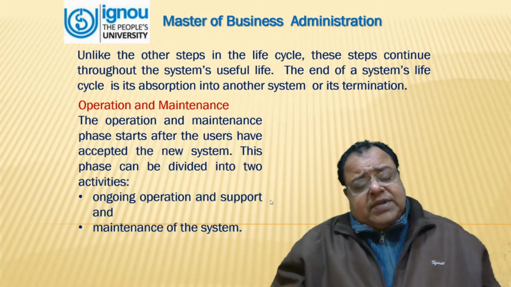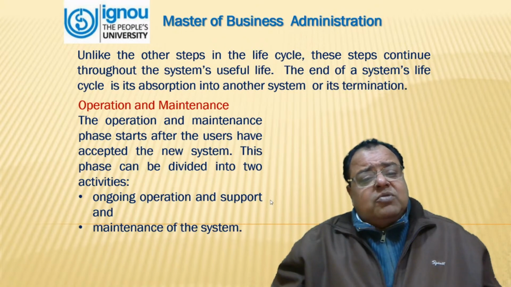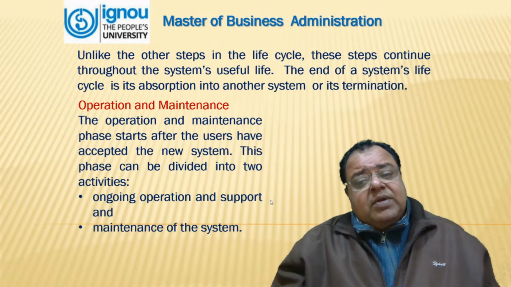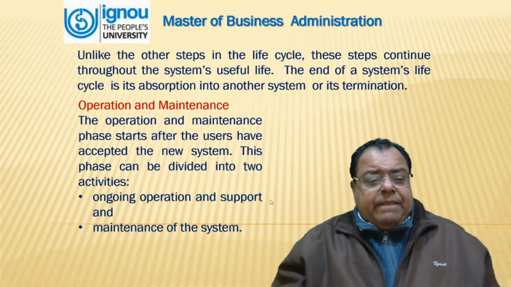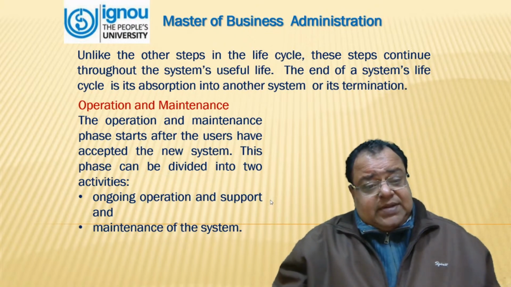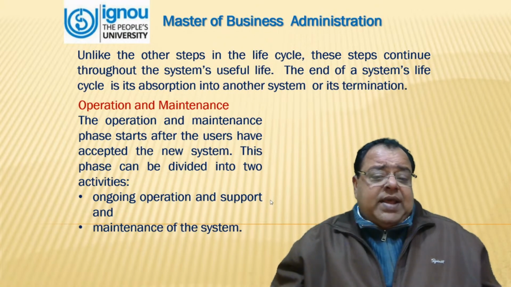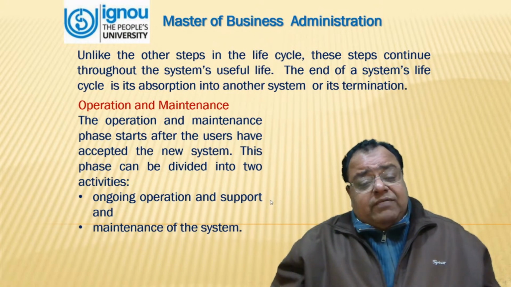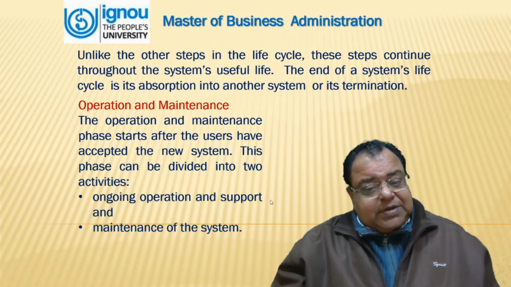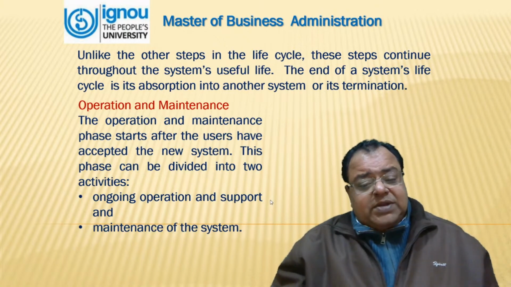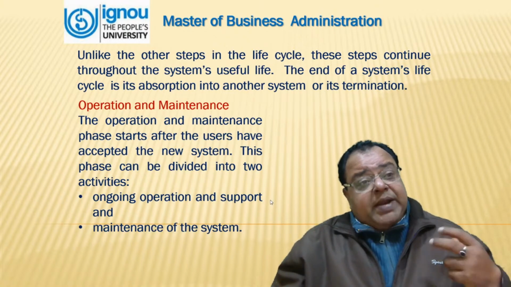Unlike the other steps in the life cycle, these steps continue throughout the system's useful life. The end of the system's life cycle is its absorption into another system or its termination. Operation and maintenance: because the system will be in use, the operation and maintenance phase starts after the users have accepted the new system. This phase can be divided into two activities: ongoing operations and support, and maintenance of the system.